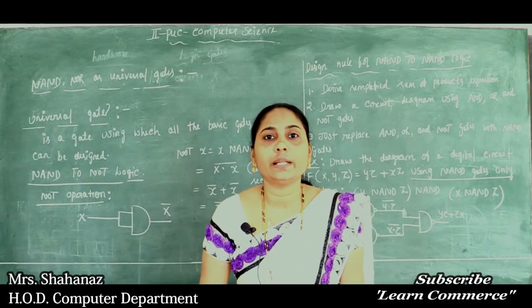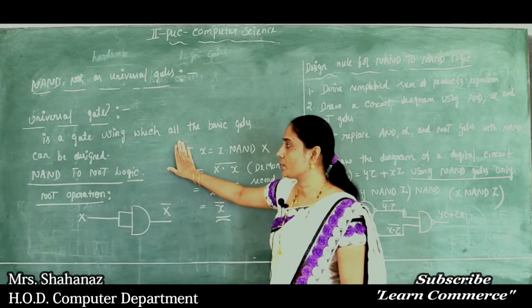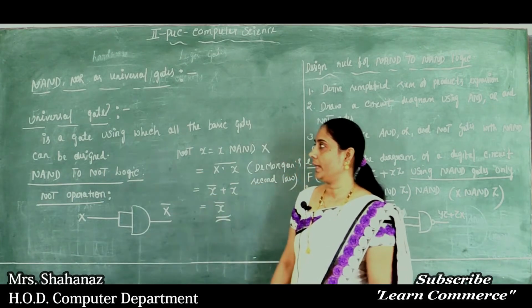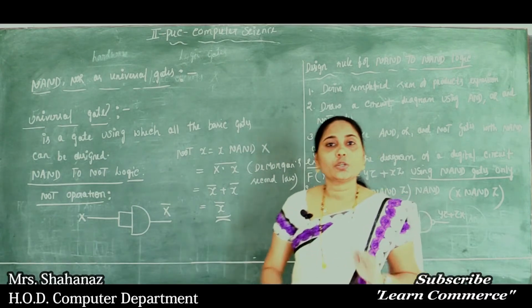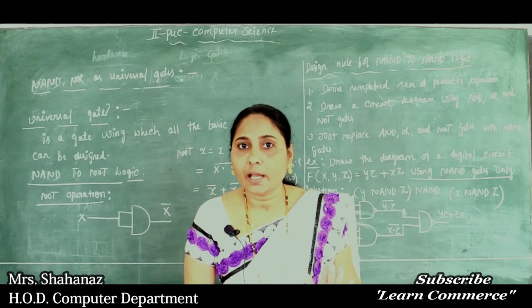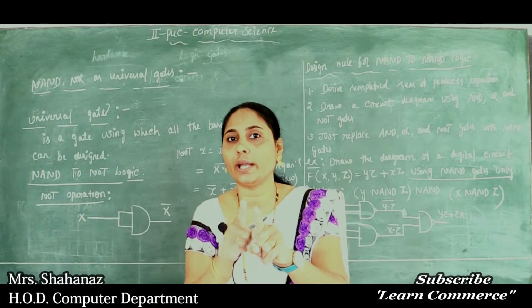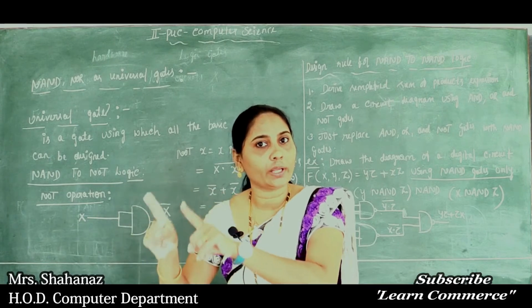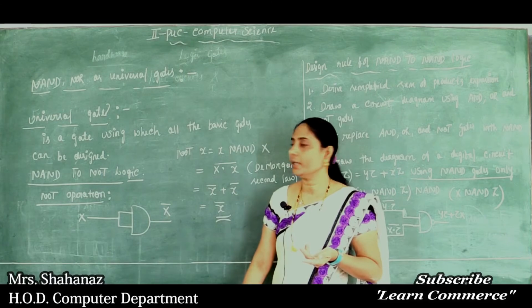So this is the definition or the meaning of the universal gate. Clear this point. Now, after completing the meaning of the universal gate: the universal gates are the NAND and NOR gates, using which all the basic gates like AND gate, OR gate, NOT gate we can construct. Okay, so this is called the universal gate.